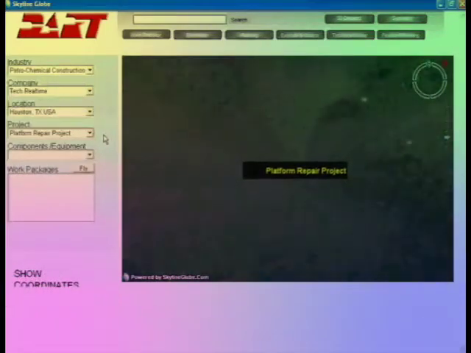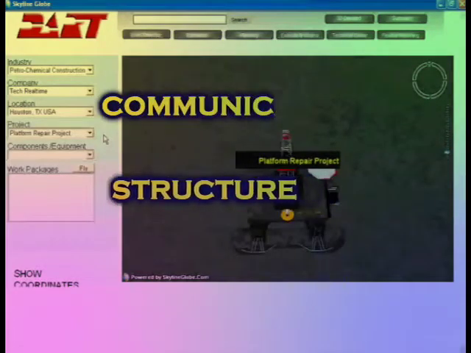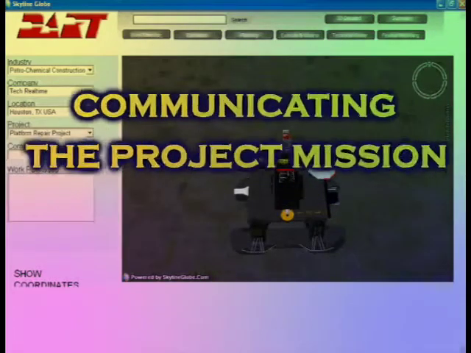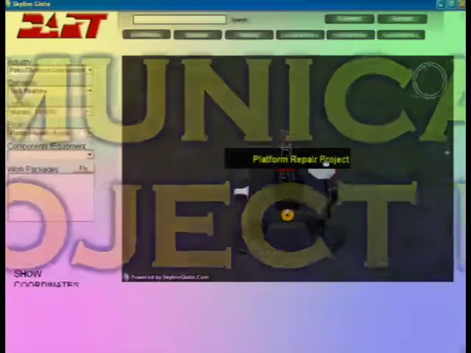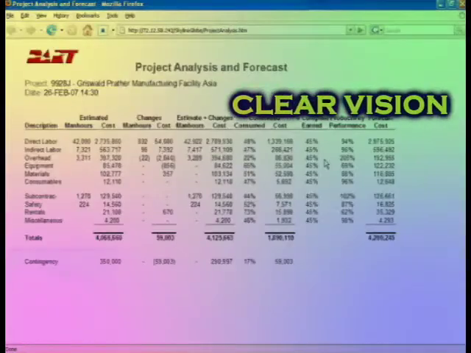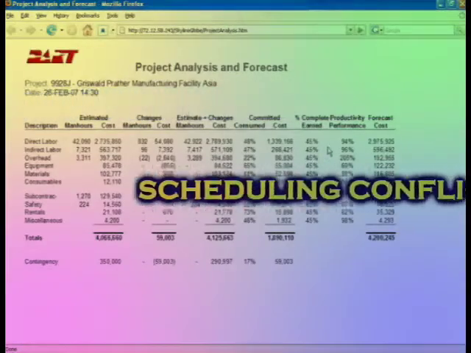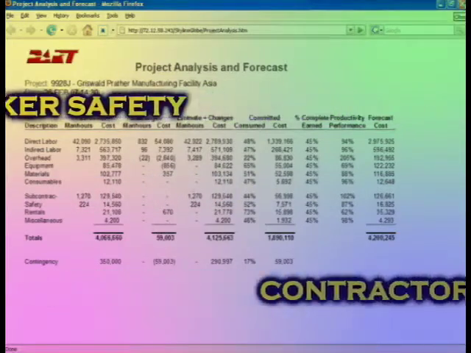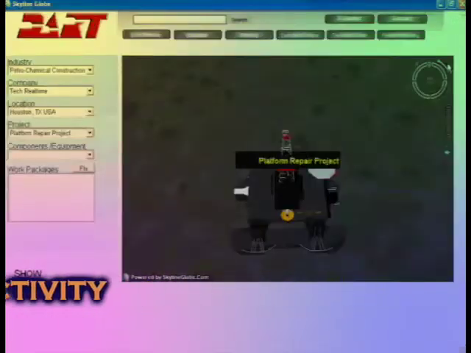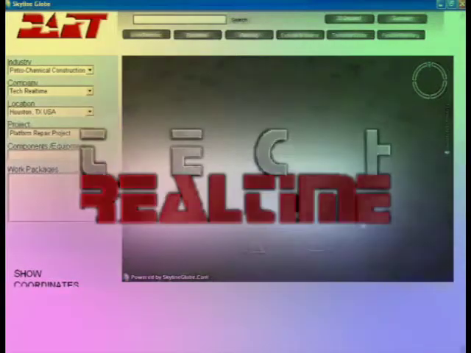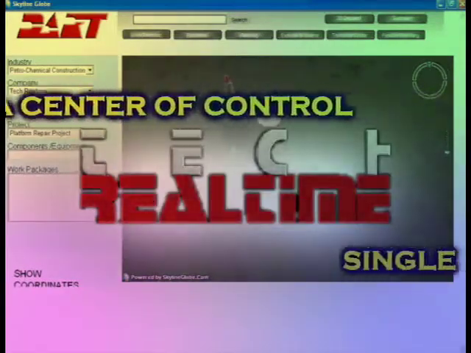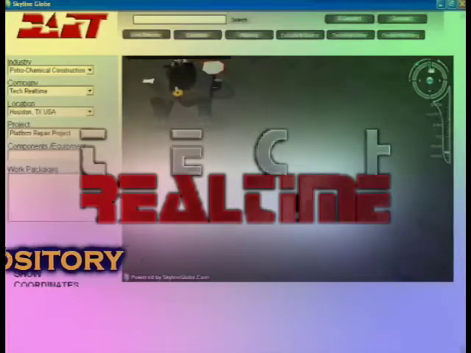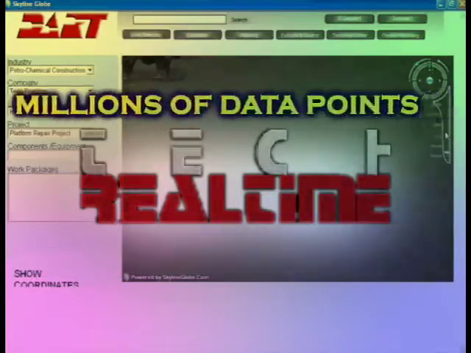The trick is to provide a structure capable of communicating the project mission to all those supporting it so that every decision is made with a clear vision of its impact on scheduling conflicts, budget overruns, worker safety, and contractor productivity. And that is exactly what Tech Real-Time provides, a center of control acting as a single repository to collect the millions of data points generated during the course of a project.